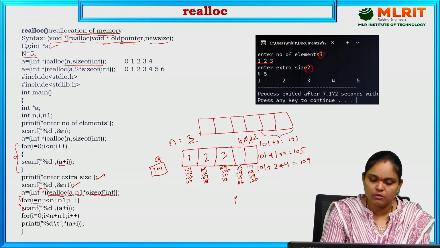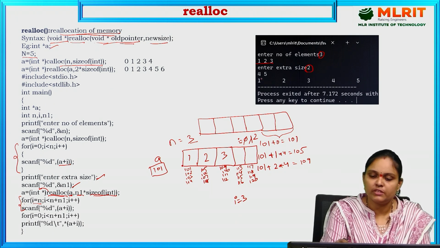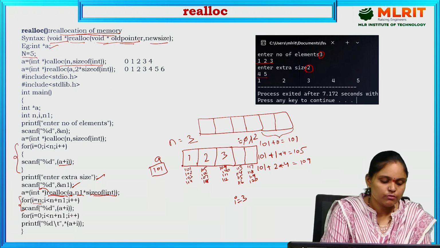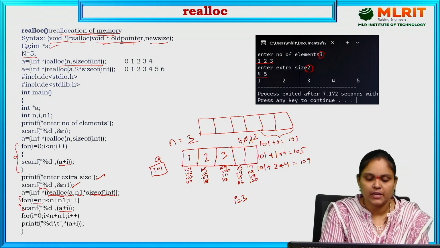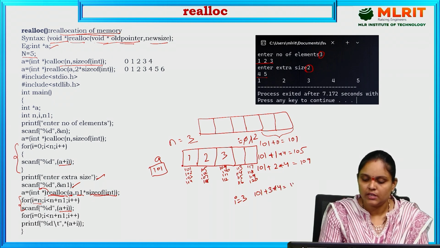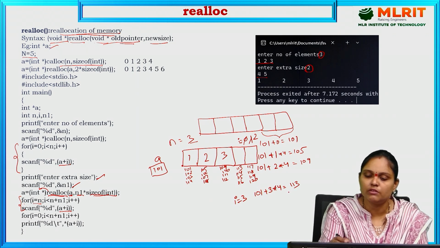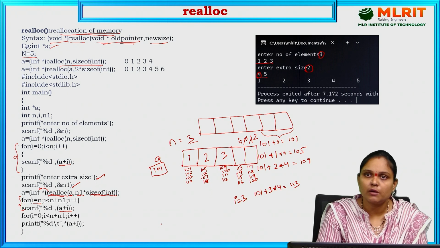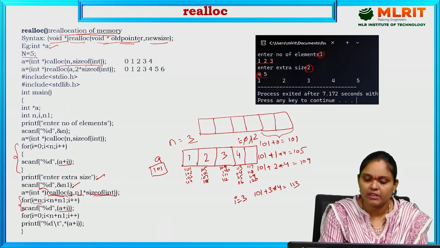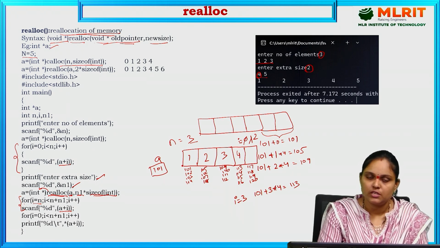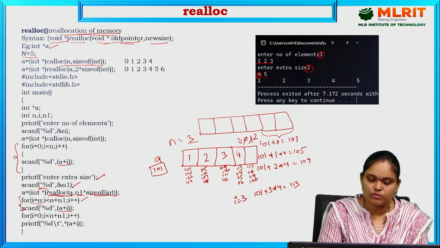So now i equals 3, and the values we have given are 4 and 5. So 4 and 5 will be read into A plus i. So here the A value is 101. So 101 plus the i value, here it is 3, so plus 3 into the size of the data type, that is 4. So it will get 113. The next value, whatever we are reading, that is the 4 value, we are storing in the 113 address location. And the i value will get incremented in this for loop. So i will be equal to 4.